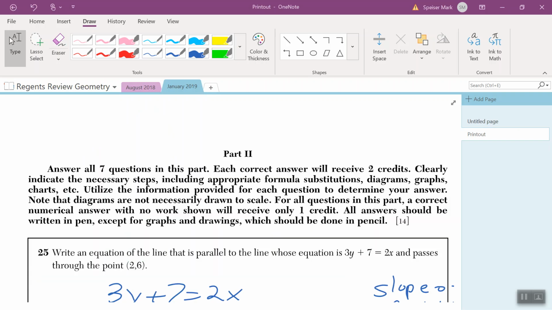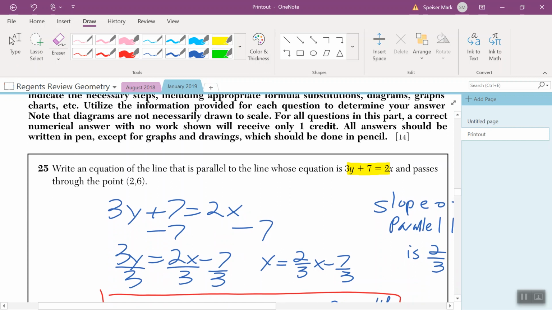Okay, on to question 25. Write an equation of a line that is parallel to a line whose equation is 3y plus 7 equals 2x and passes through point (2, 6). First, you should rearrange this equation as y equals, figure out the slope, because parallel lines have the same slope, and use the equation. I'm going to show the answer in both point slope form and slope intercept form because both forms are acceptable.